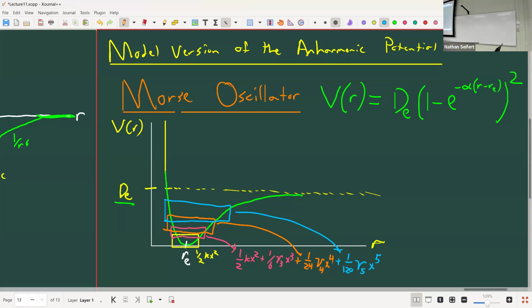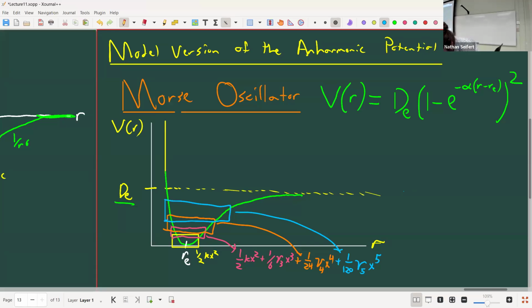So I'm zooming out. If I zoom in really close, it looks like 1/2 kx squared. As I start to zoom out, it looks like a cubic function. The cubic part starts to appear. I zoom out more, I need to have an x to the 4th term. I zoom out even more, the x to the 5th term gets bigger, and so on and so forth. This basically smoothly increases, and as I get to higher and higher energy, I can approximate this with a polynomial of a higher and higher series of terms. So this is a potential that's just getting more anharmonic as it gets bigger.